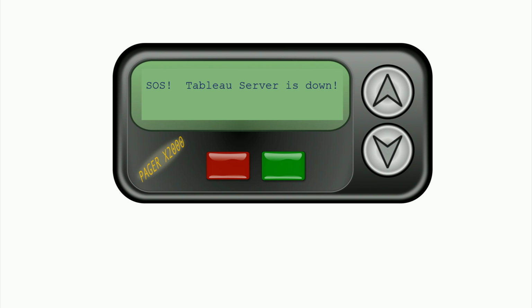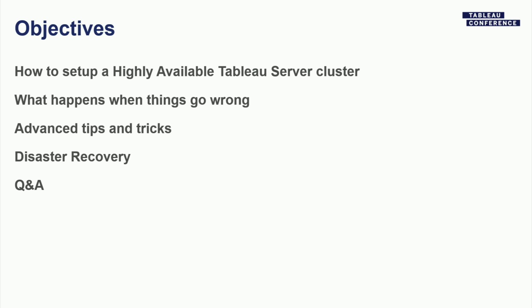So what we want to share with you today is really how you set up Tableau Server correctly for high availability so you don't have to get pages in the night. You'll know that Tableau Server is still running even if there are certain failures in the system, because we know failures happen. All right, so let's dive in.